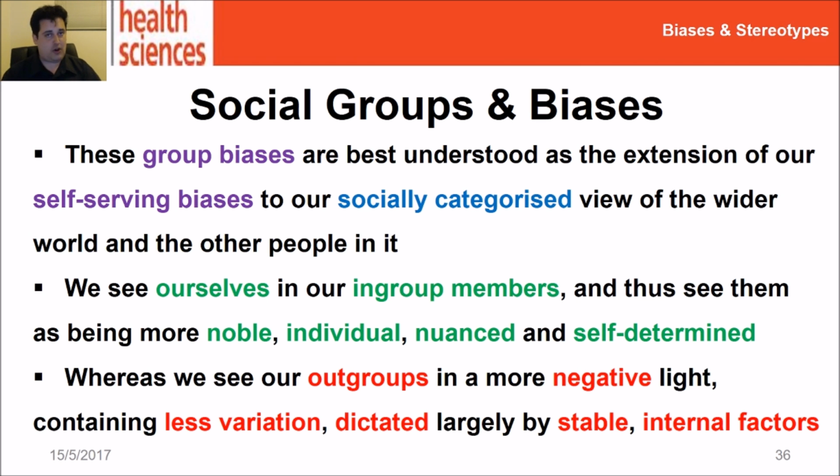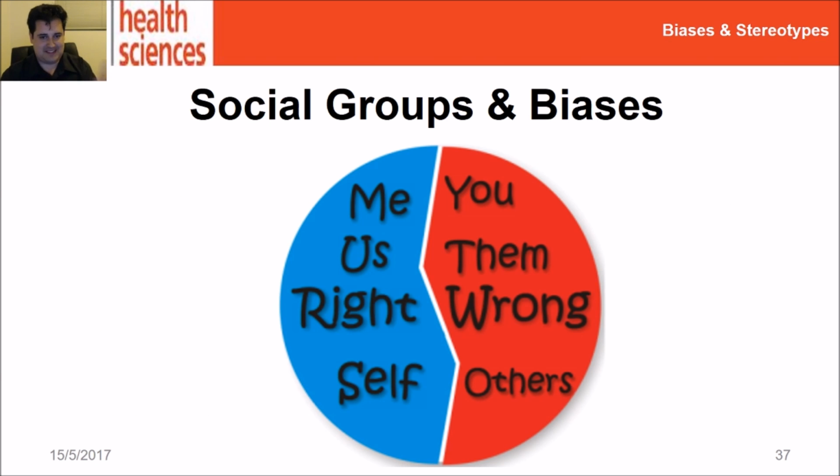We see them as more homogeneous, containing less variation. They're more dictated by stable internal factors. They have a nature or a character that they all share together that determines most of what they do, whereas we are all very variable and interesting and different. Again, you will always see exceptions to this, but on a social cognitive level, this is what the bias is. This is why you so often see people saying, oh, they're all alike, and things like this. It's part of how we think of outgroups on a structural level. It's the me versus you sort of thing, us versus them.